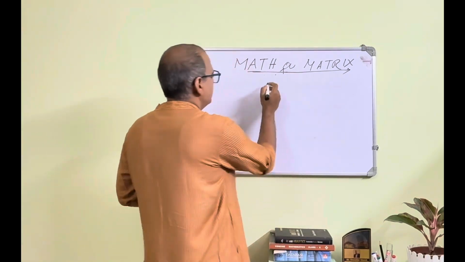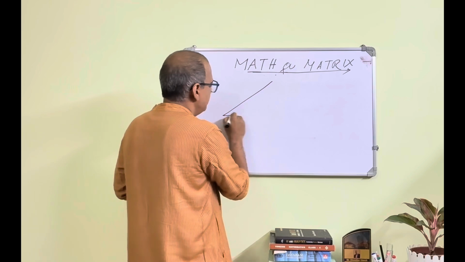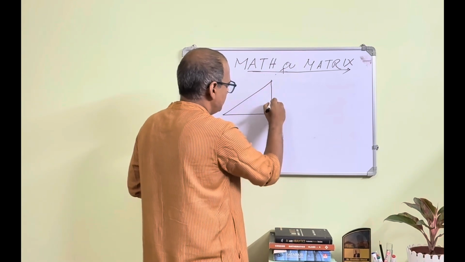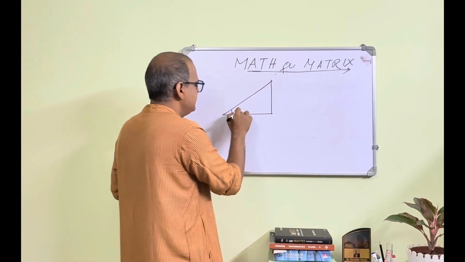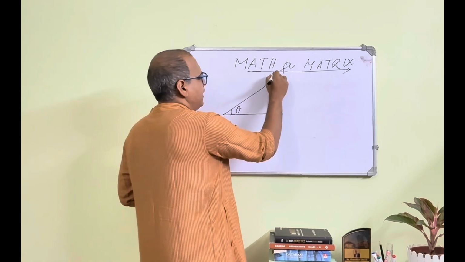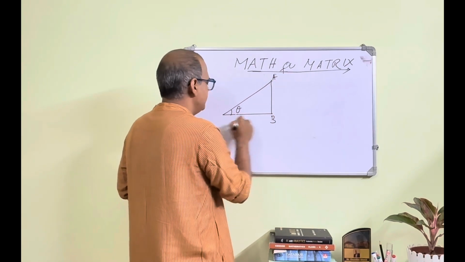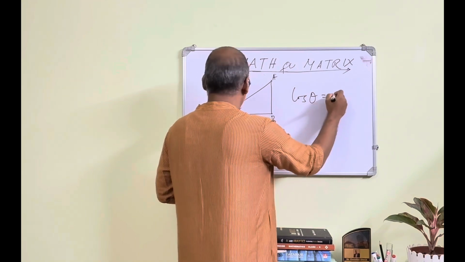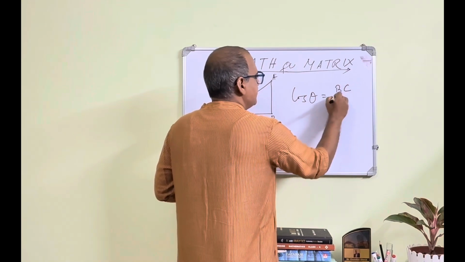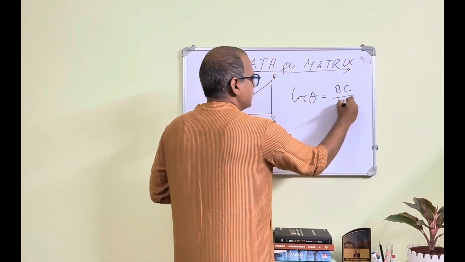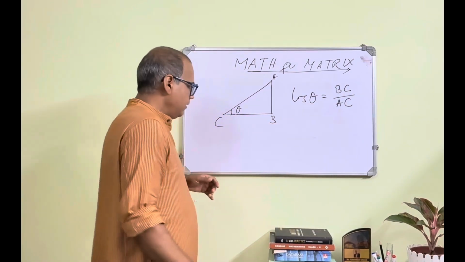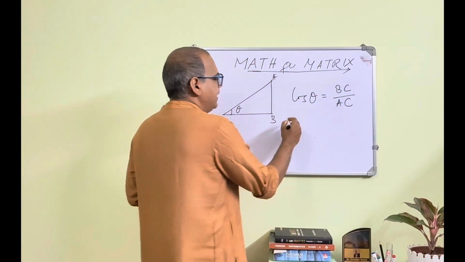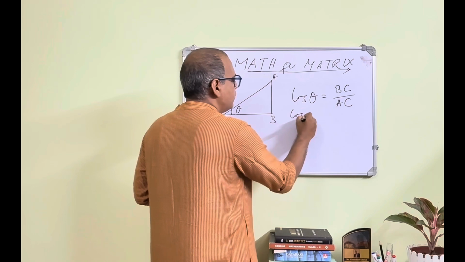Let me draw one right-angled triangle. So let's say this is theta. A, B, C, let me put it this way. Cos of theta is BC by hypotenuse AC. So we need to find the value of cos 0.